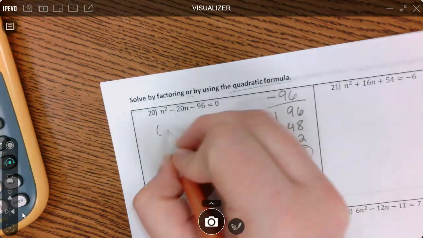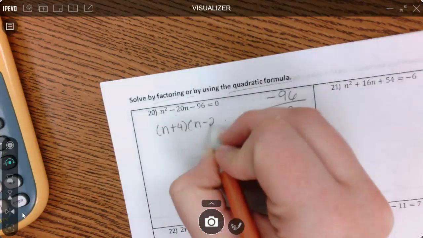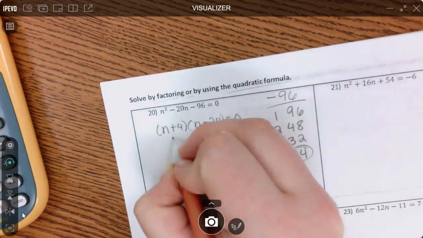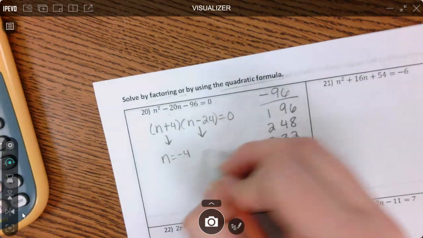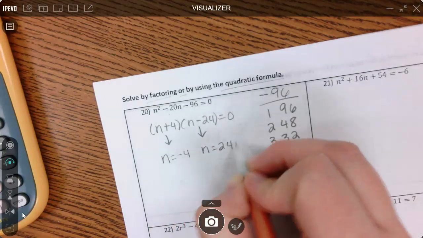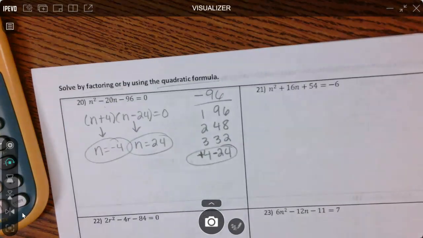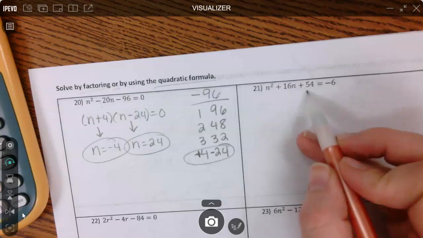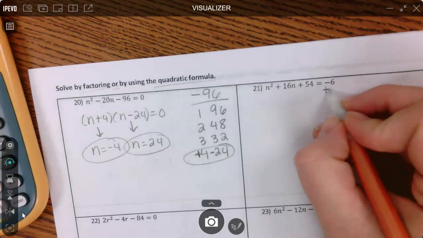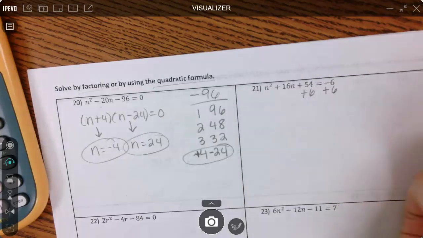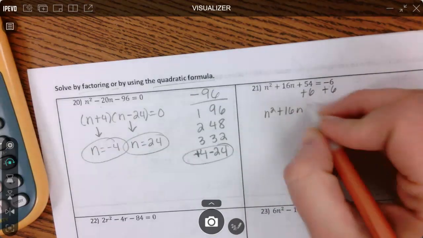Okay, so we have n plus 4 times n minus 24 equals 0. When you set those factors equal to 0, you get n equals negative 4, you get n equals a positive 24. Those are your two solutions. Okay, look at 21. 21 says n squared plus 16n plus 54 equals negative 6. Well, we got to get one side equal to 0. So we're going to add 6 on both sides. All right, so we have n squared plus 16n plus 60.